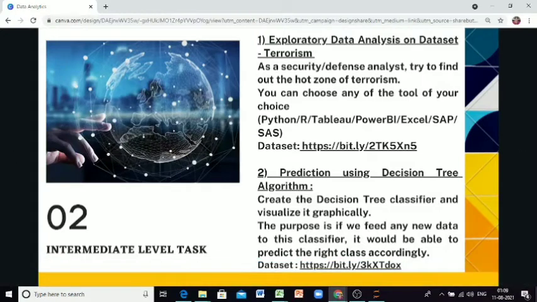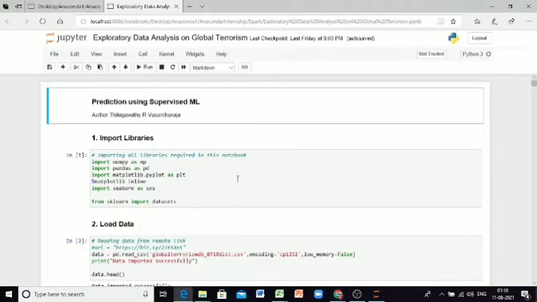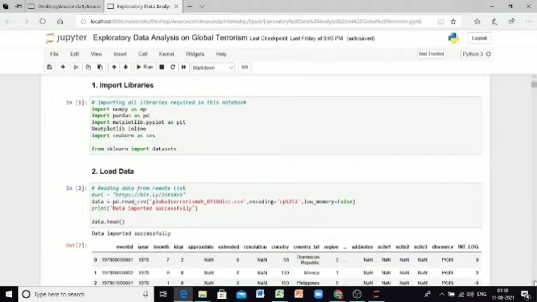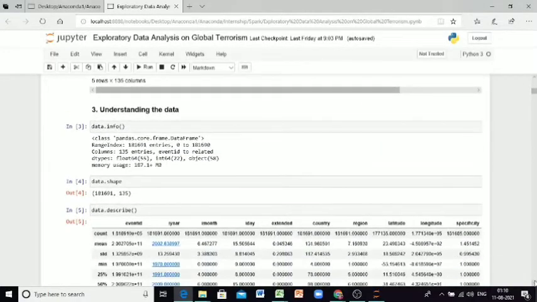My third task in the Let's Grow More internship program is regarding exploratory data analysis on terrorism. Here for this we are importing libraries, loading data and checking for the data entries and available features.